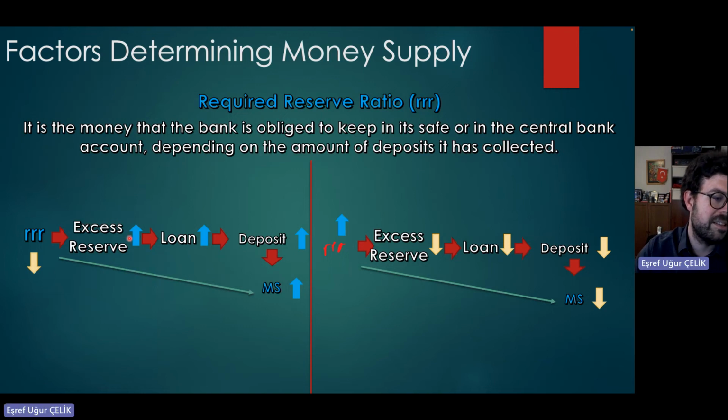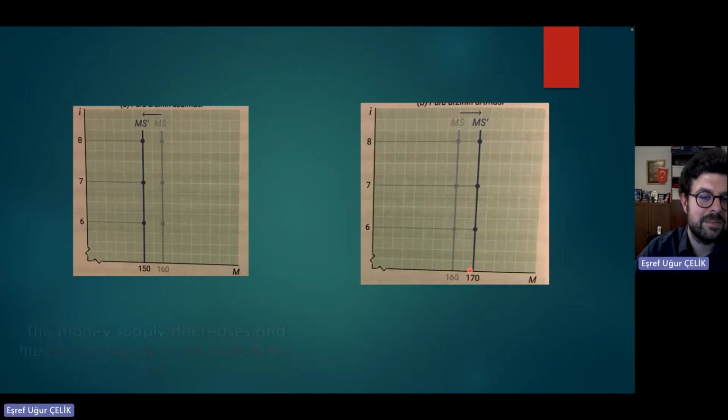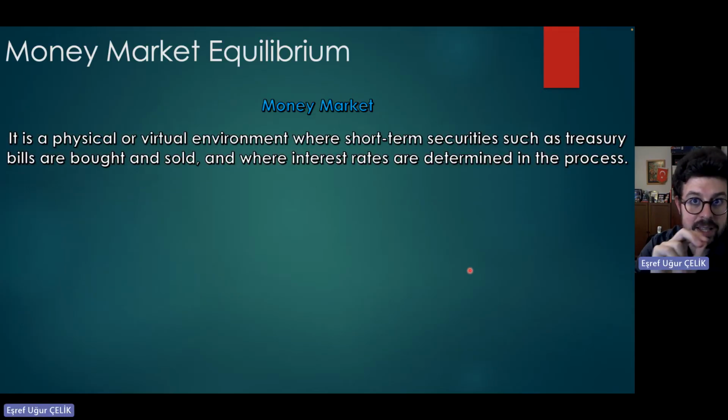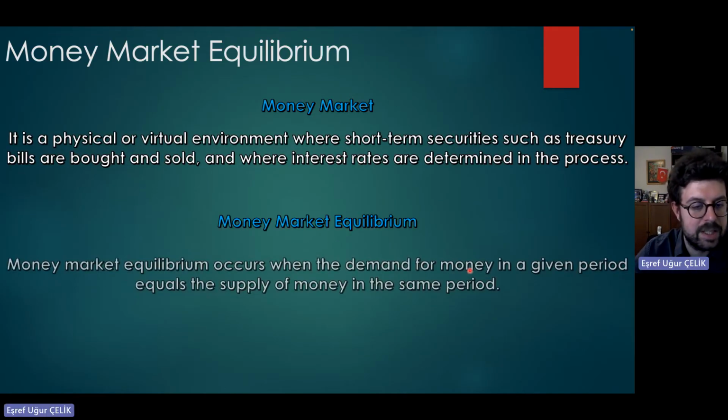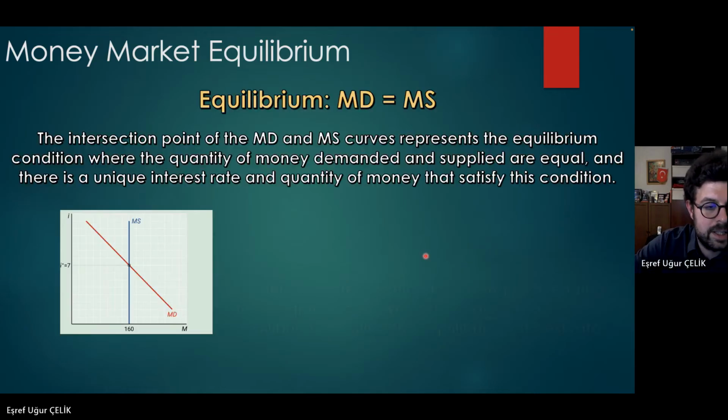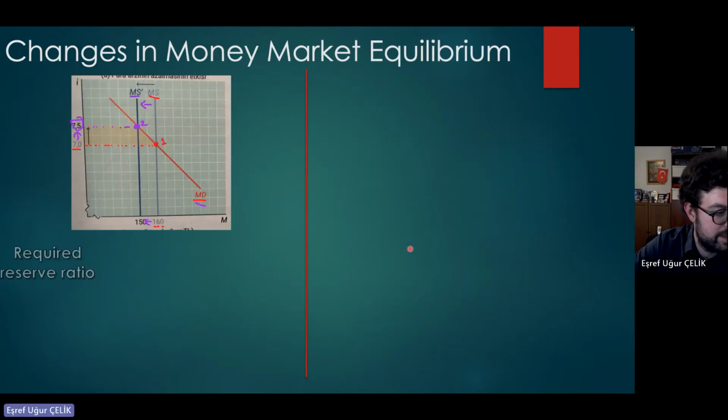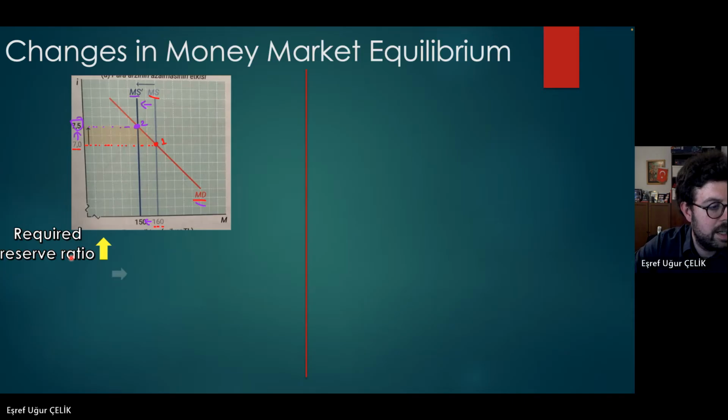What happened to the excess reserve? If, for example, the reserve ratio becomes higher, what happens to the loan, deposit, or money supply? You can study the details in those slides. Let's come to it again. If the reserve ratio becomes higher, the money supply level becomes lower.